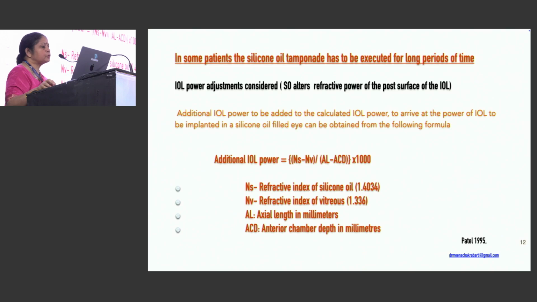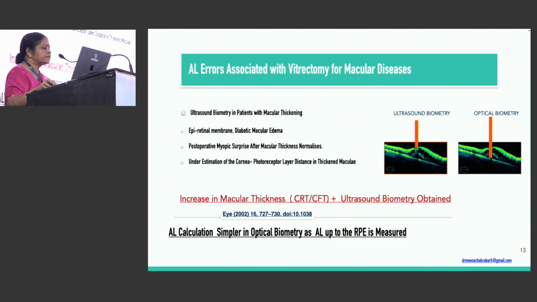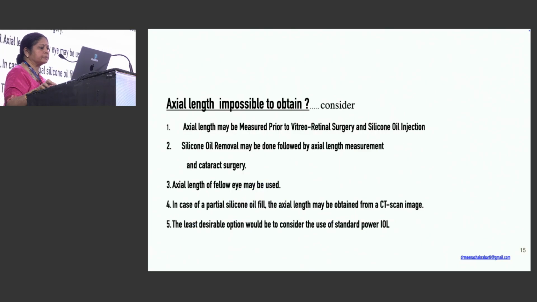You can also use the following formula to find out the amount of additional power that is needed when the patient needs an extended period of silicone oil tamponade. The second situation is that we are doing more and more phaco-vitrectomies, especially for macular pathology, where the vitrectomy procedure per se is much simpler than for a complicated retinal detachment. In this situation, if you are using the ultrasound biometer, there is an erroneously shorter axial length that is measured. And in this situation, the eyes tend to have a myopic shift in refraction. So you use a lens which is about 0.50 diopter more, especially in eyes when you're doing a phaco-vitrectomy.